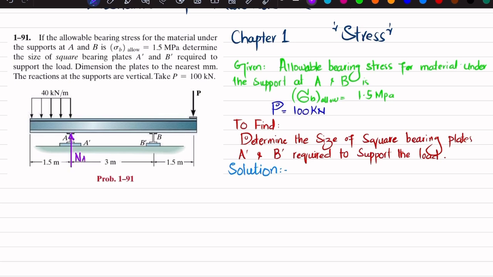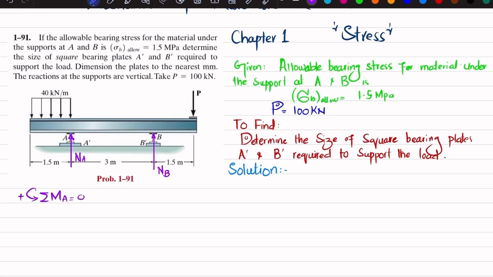Let this be represented as NA. And if you remove the support at B, you will have a vertical reaction force NB. So we will find NA and NB by using the equations of equilibrium. The first equation of equilibrium that we will apply is the sum of all moments about point A equal to 0, taking the counterclockwise moment as positive.